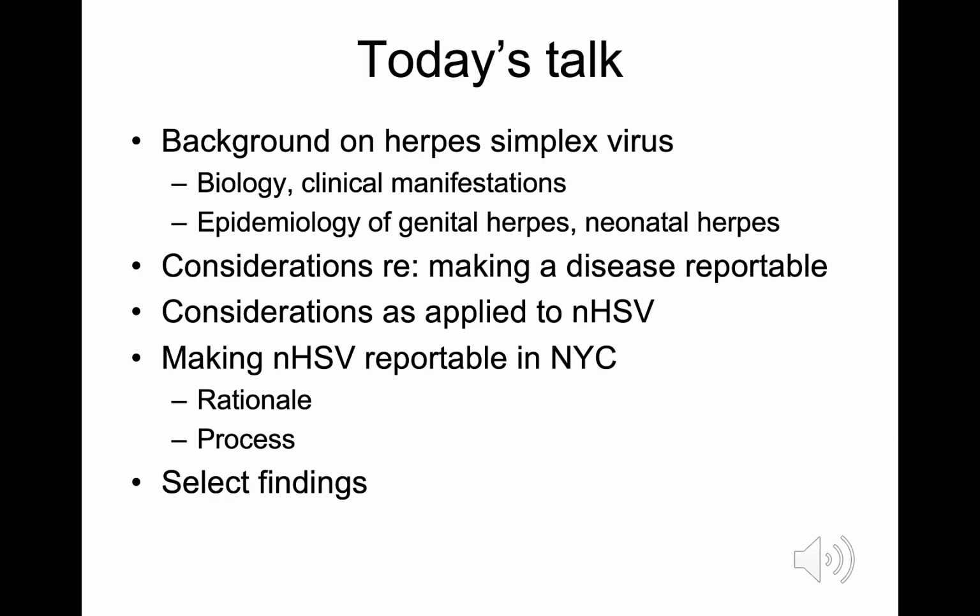For today's talk, I will start by giving some background on herpes simplex virus, specifically the biology and clinical manifestations of genital herpes disease. And I will describe the epidemiology of genital herpes and neonatal herpes. I will then move on to considerations in making a disease reportable and how those considerations apply to neonatal herpes. I will then talk about the process and rationale for making neonatal herpes reportable in New York City and present some select findings from surveillance for neonatal herpes.